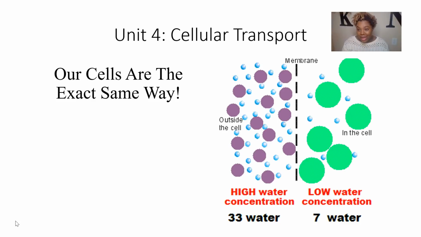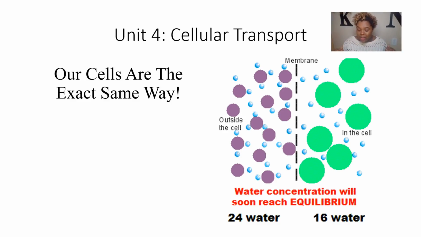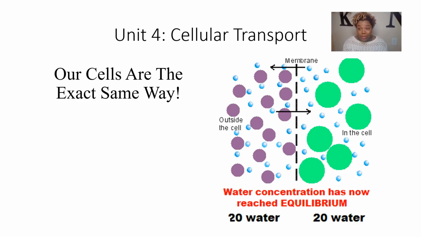Well, our cells are the exact same way. When they're in an environment that isn't balanced, they're going to move things around so that it will be balanced. Let's think about temperature, for instance. If it's too hot, they're going to say, hey, let's turn down the AC so they can become colder. And if it's too cold, they're going to say, let's turn it up so that it can become warmer.